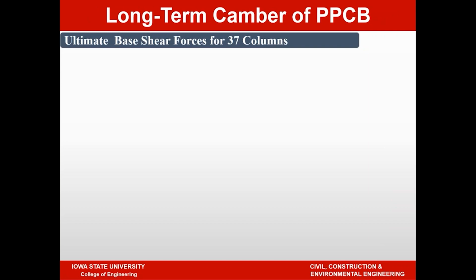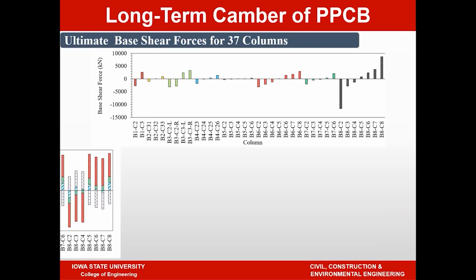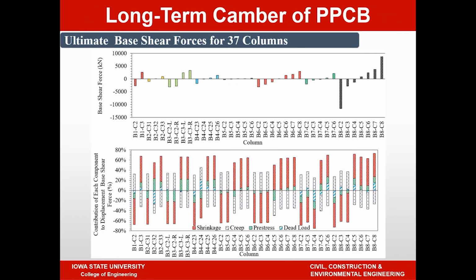If you look at the ultimate base shear, and that's shown here from the analysis for all of the columns. So we have 37 columns from all 8 structures. And then this is again showing the percentage of contribution from different time-dependent effects. And again, you can see now that the creep plays a noticeable influence along with the shrinkage strains.